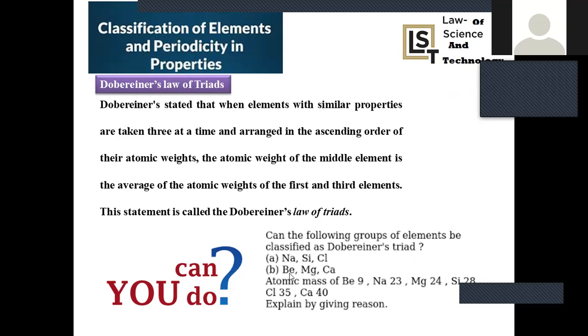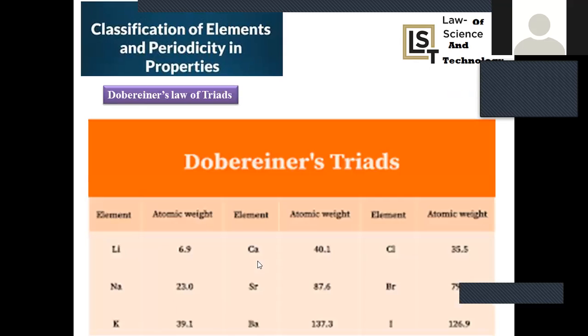Sodium, silicon, chlorine, beryllium, magnesium, calcium. Based on their atomic mass, if atomic mass is known, how can we categorize? You can take the first and third element, take the mean of these two, and that should exactly resemble the central one. If it is so, then you can say these three are said to be a triad system.